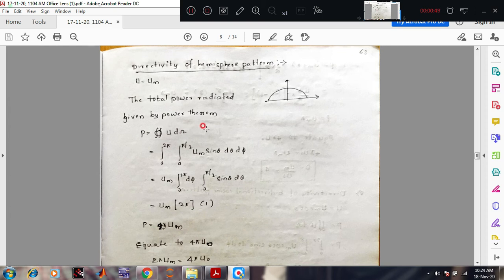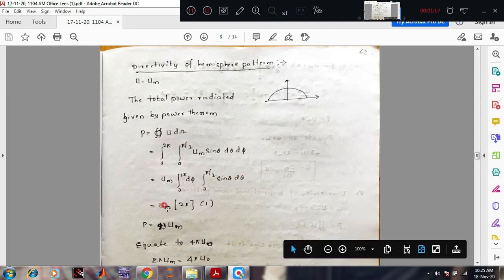The beam area. So the double integration can be written as phi varies from 0 to 2 pi, and theta varies from 0 to pi by 2, integral of Um sin theta d theta d phi. Take Um common outside, since it's a constant, so it's the integral from 0 to 2 pi of d phi, and then the angle theta from 0 to pi by 2 of sin theta d theta, right?